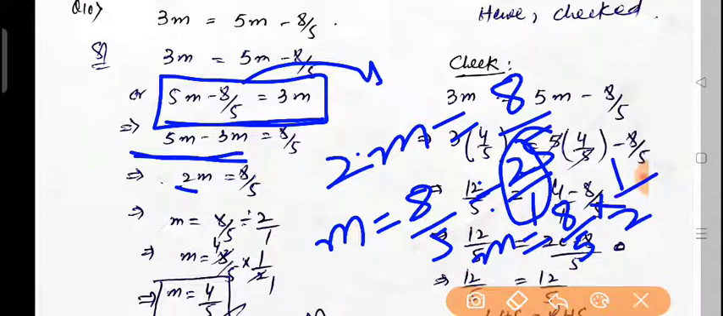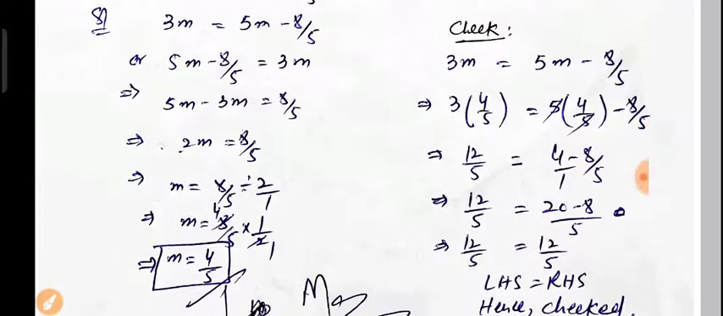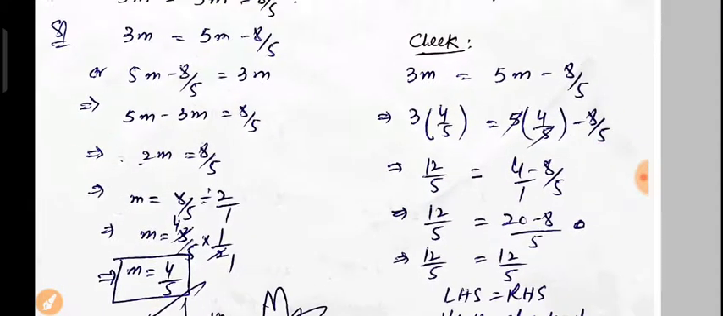Then I do the cancellation crosswise. 2 1s are 2, 2 4s are 8. Then doing the multiplication, I arrive at my solution, that is m equal to 4 1s are 4, 5 1s are 5. So I have found the value of m, that is 4 by 5.